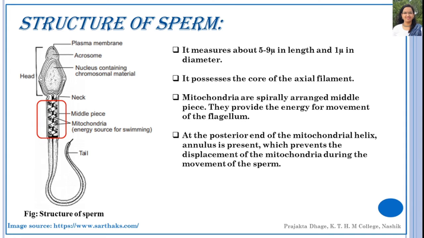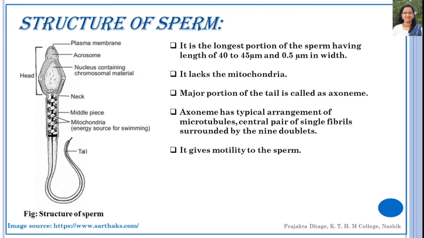Now let's move towards the tail. It is the longest portion of the sperm, and its length differs from 40 to 45 micrometers, and its diameter is going to be slightly less than that of the middle piece, which is going to be 0.5 micrometers. Now this particular region is going to lack the mitochondria. The major portion of the tail is referred to as the axoneme.